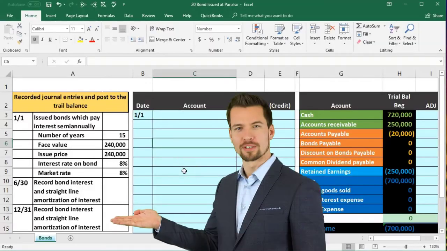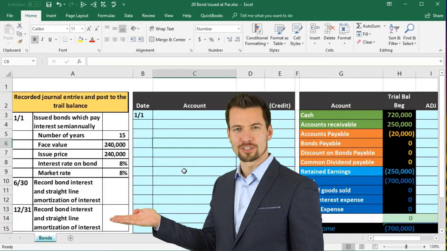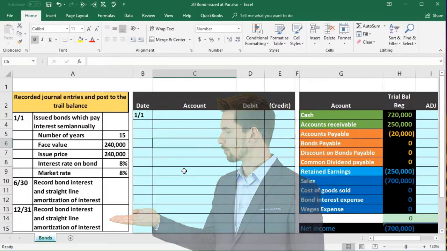In this presentation, we will record the journal entry for the issuance of a bond at par value.